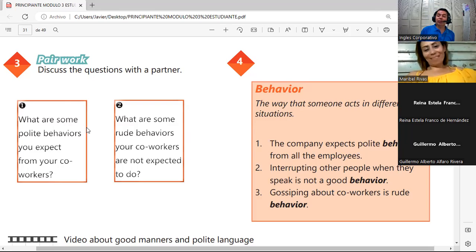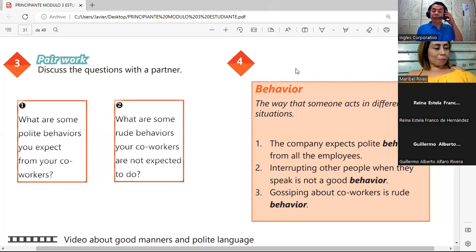Ok. What are some rude behaviors your coworkers are not expected to? Like I said, right? You respect the coworkers, especialmente si es una señorita. No es que las mujeres valgan más que los hombres, sino que porque merecen un poco más de respeto, ¿verdad? Okay? O tal vez don't talk back to the boss, right? No contestarle al jefe cuando le diga que hay que ir a hacer algo. Hay que hacer nuestro trabajo, aunque no nos guste. Okay? Good.